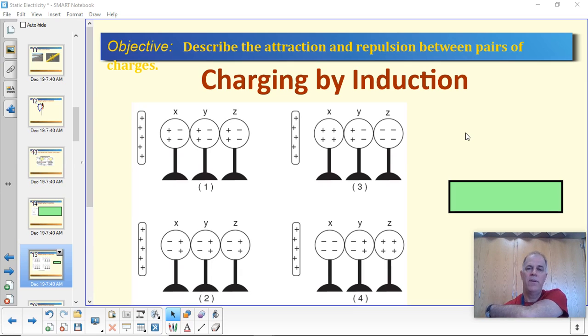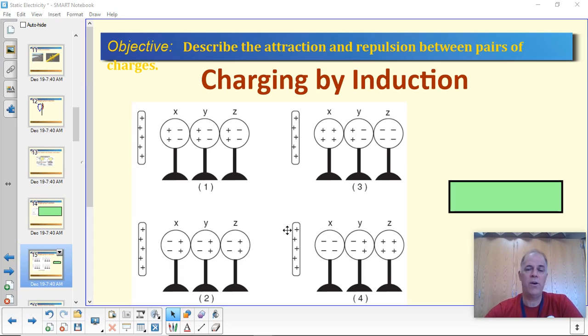Okay, so I'm going to tell you the answer, so pause it if you're still thinking about it. The answer is option number 4 here. Since all three spheres are in contact with each other, the positive charge will be pushed away, the negative charge will be attracted. Really what's happening is electrons are being attracted to this side, and you wind up with negative charge here, neutrally charged in the middle, and positively charged on the far side.